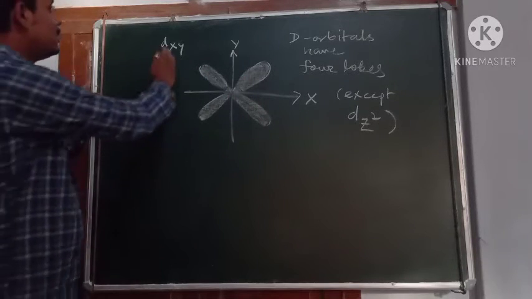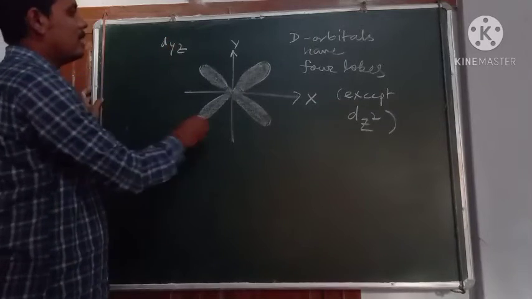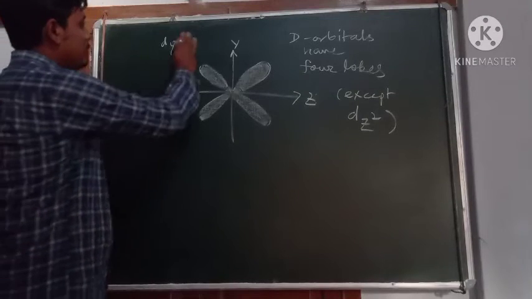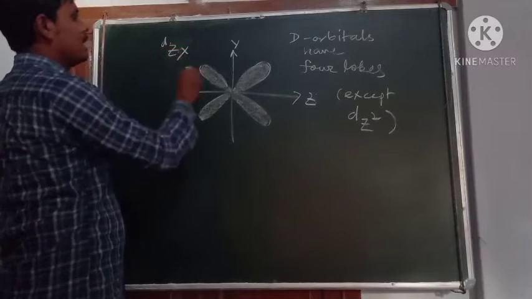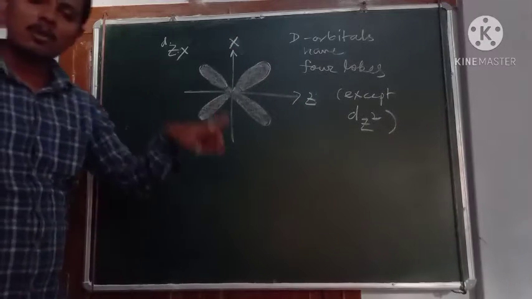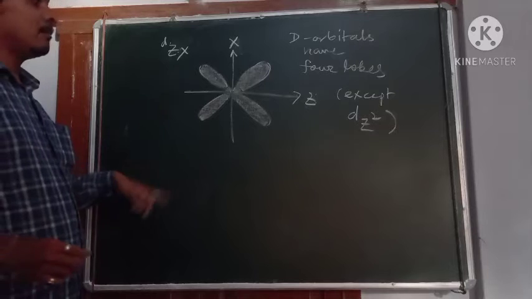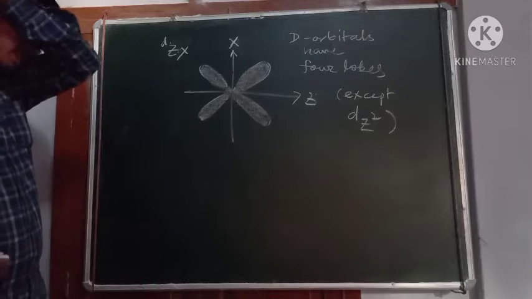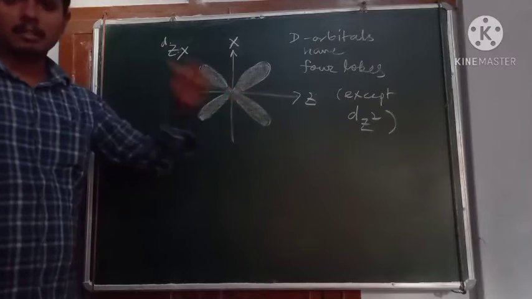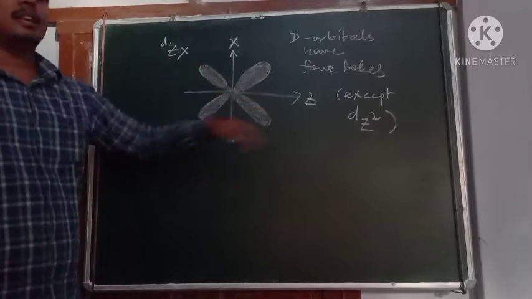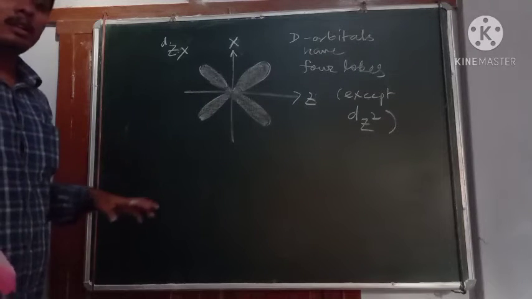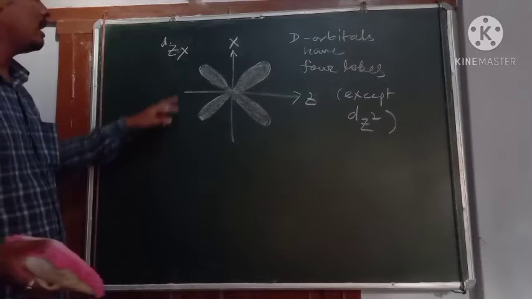Similarly, if I see the dyz orbital, it will be in between the y axis and z axis. And similarly, if I see the dzx orbital, it will be in between the z axis and x axis. So dxy will be in between the x and y axis, dyz will be in between the y and z axis, and dzx orbital will be in between the x and z axis. Okay, so this is about the d orbitals that lie in between the axis.